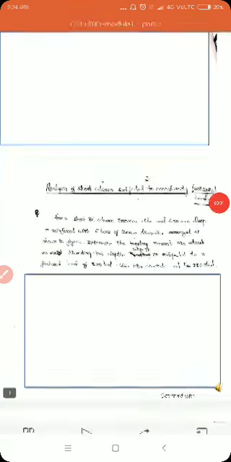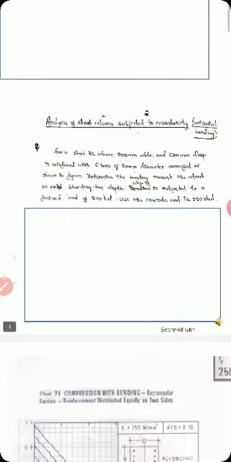Today we are discussing the analysis of a short column subjected to eccentricity. Eccentricity is developed when the load is acting at a specified distance from the centroidal axis, and due to eccentricity, the column can be bent in two types, that is uniaxial bending and biaxial bending. In this portion we discuss the uniaxial bending.